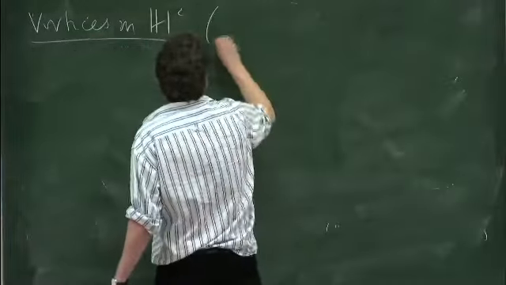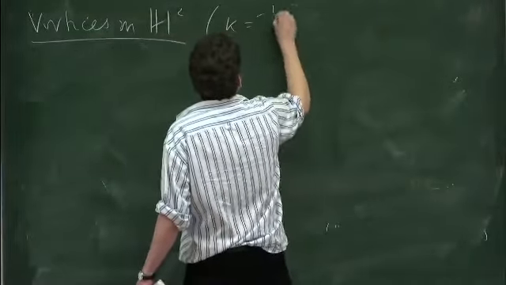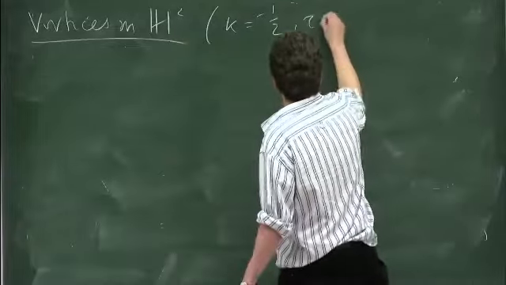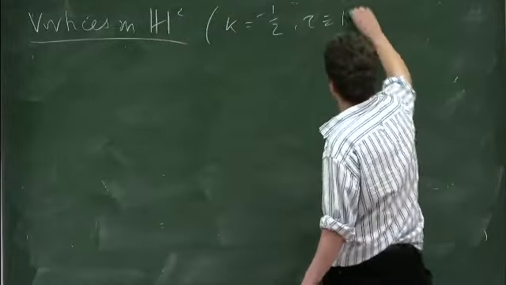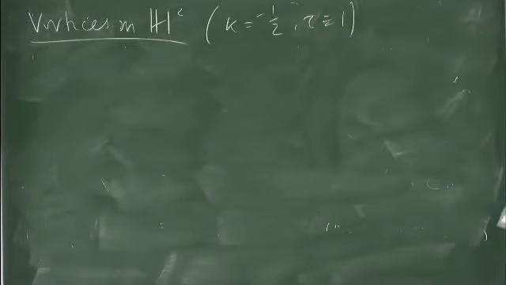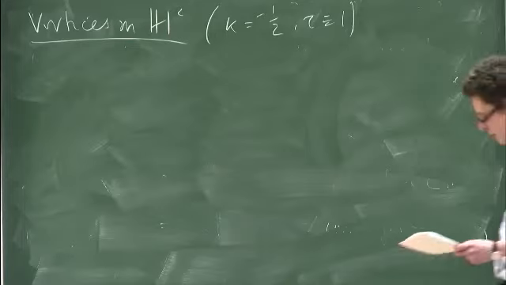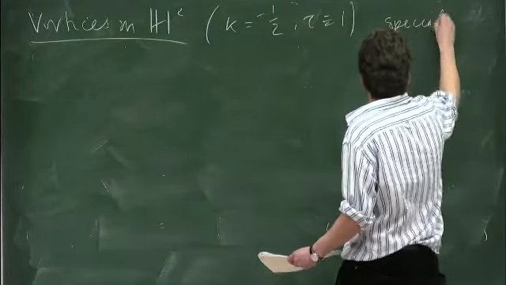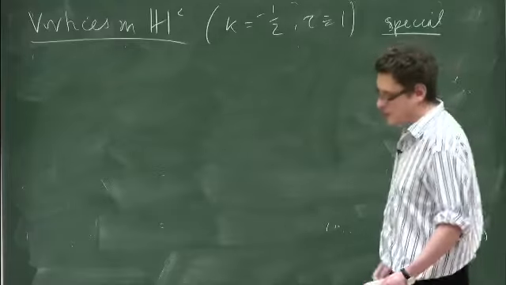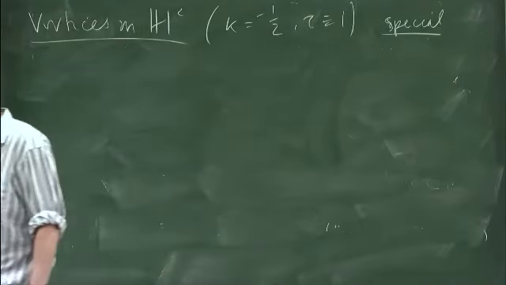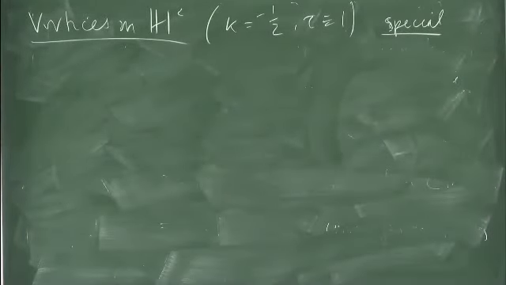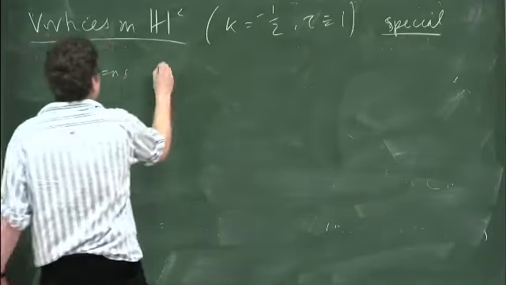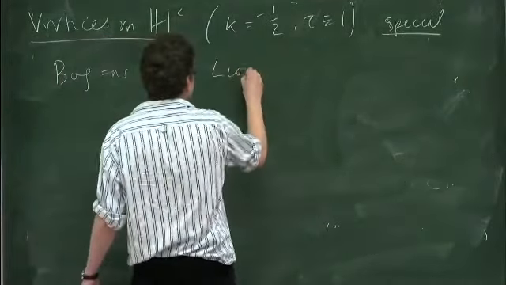In a special case where you give the hyperbolic plane curvature minus a half, that corresponds to tau being 1. I mean, you could change tau and change kappa. There's a relationship between them. Okay, this case is special. There's something very special about it because the Bogomolny equations, it turns out, are integrable in this case. In fact, you can rewrite them as Liouville equations. So the Bogomolny equations are equivalent to the Liouville equation.